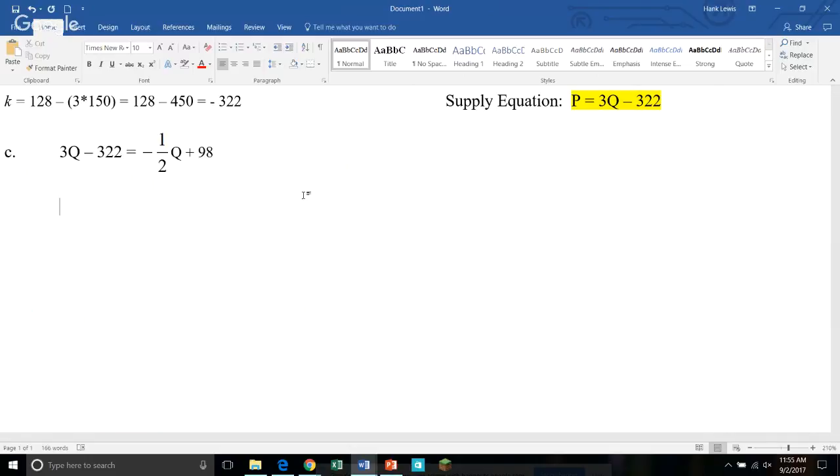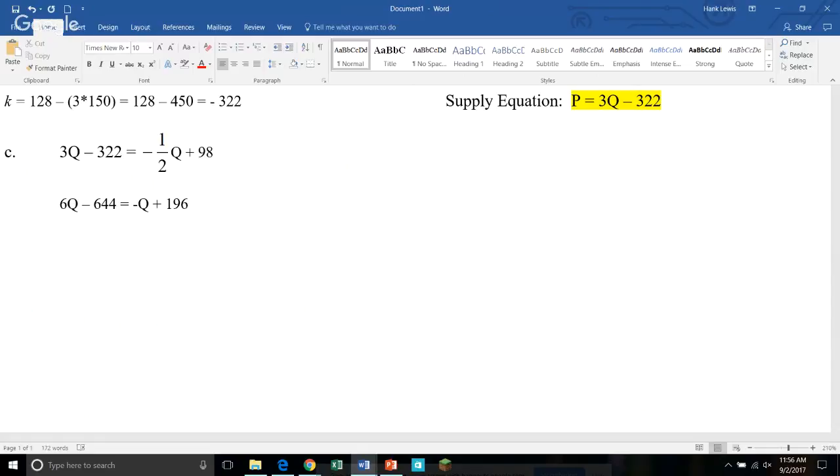So 2 times 3 times Q equals 6 times Q. 2 times minus 322 is minus 644. Equal sign remains an equal. 2 times negative 1/2 is just negative 1, and that's times Q. And then 2 times 98 is equal to 196, and that's positive. And so by multiplying all 4 terms by 2, I've got rid of the fractions.